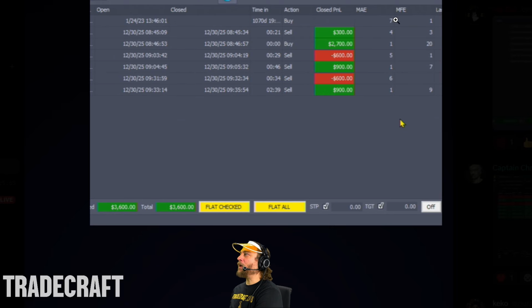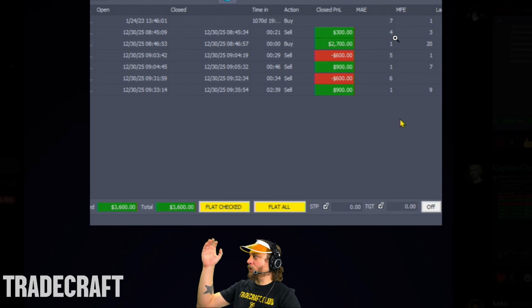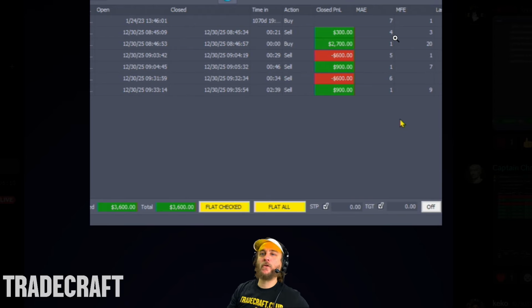Over here, we have MAE and MFE. Not all platforms give this specific data right here. This is telling me how many ticks the trade went against me while the position was open. So in the case of this first trade, it went 4 ticks against me, and then it went 3 ticks in my favor while the position was open.